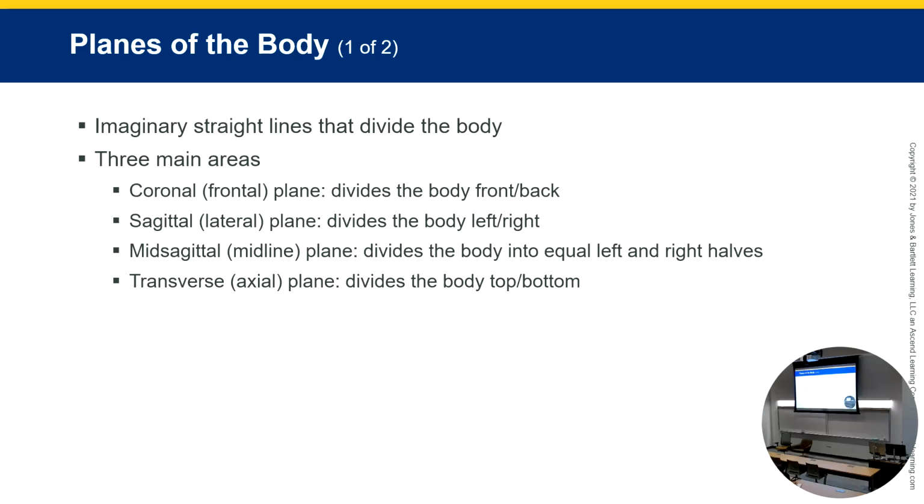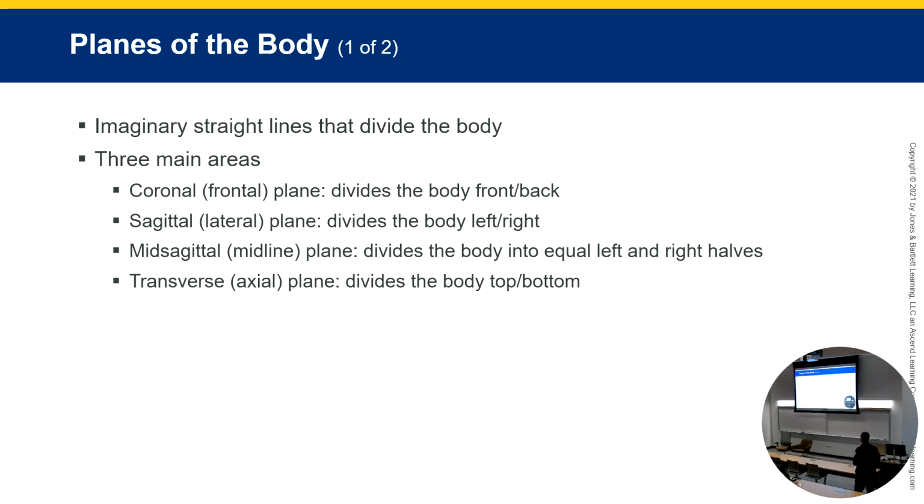So the three main areas. You have the coronal or frontal plane. It divides the body into front and back halves. Okay, so that's going to cut the body this way from the side. So an anterior and posterior section. That's the imaginary line. So again, that's coronal or the frontal plane. And there's a nice image on the next slide to visually give you a representation of it.